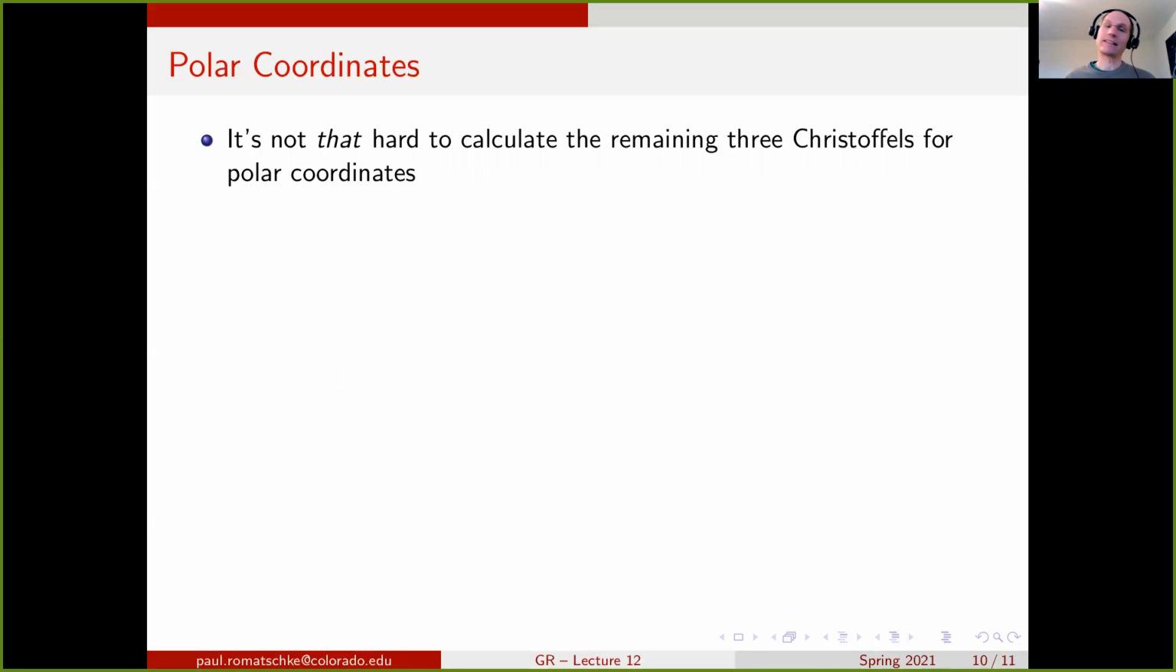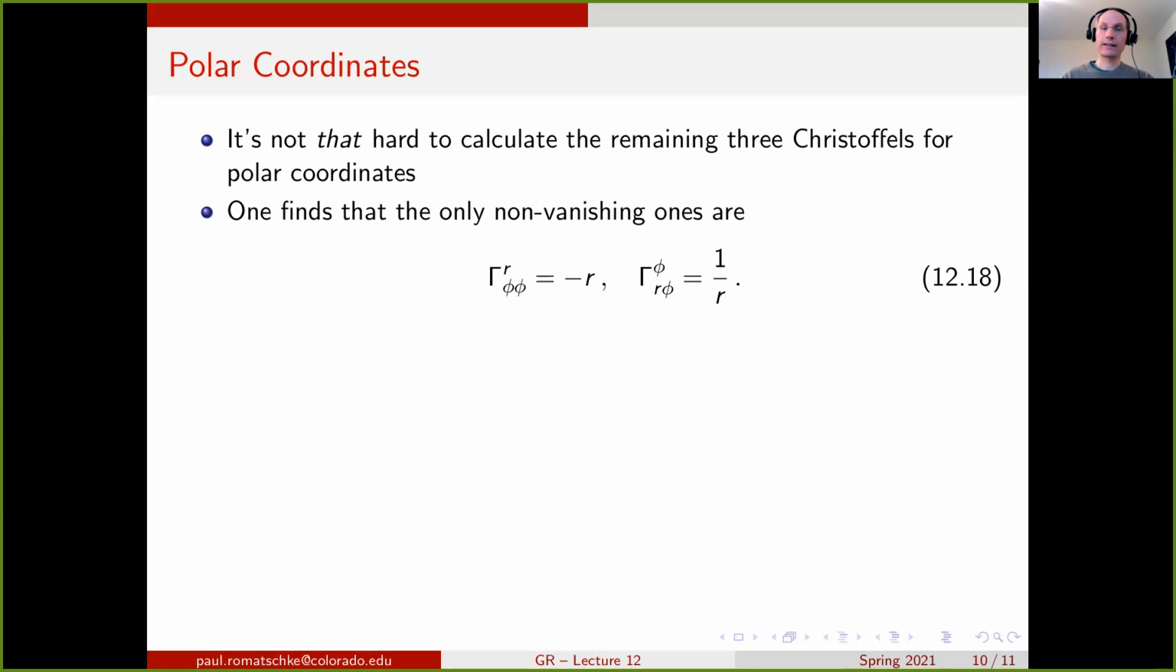So we find that it's not that hard to calculate the Christoffel symbols, and we could go on and calculate the 3 remaining ones, the ones with the phi upstairs for polar coordinates. One finds that only one of them is non-vanishing, and we find that in total we have 2 non-vanishing Christoffel symbols for polar coordinates. One of them is the one we calculated, gamma r phi phi, and the other one that we didn't calculate is gamma phi r phi, which is 1 over r.